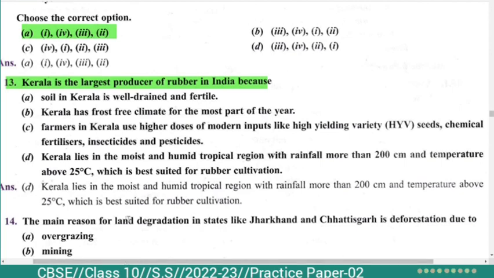Here the correct answer is option D. Kerala is the largest producer of rubber in India because Kerala lies in the moist and humid tropical region with rainfall more than 200 cm and temperature above 25 degrees Celsius, which is best suited for rubber cultivation.